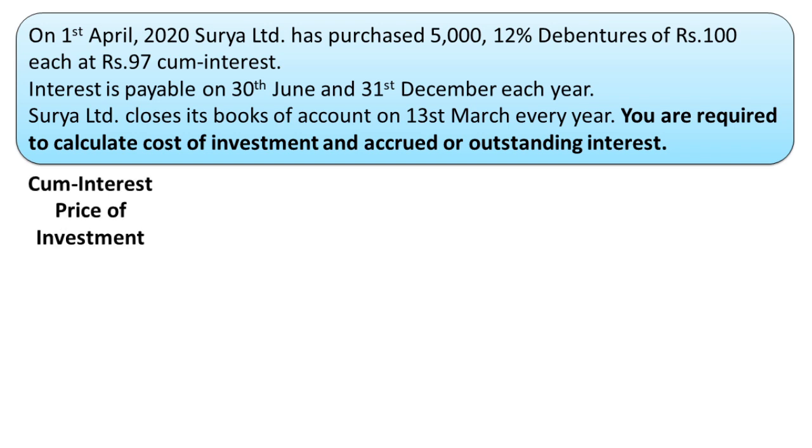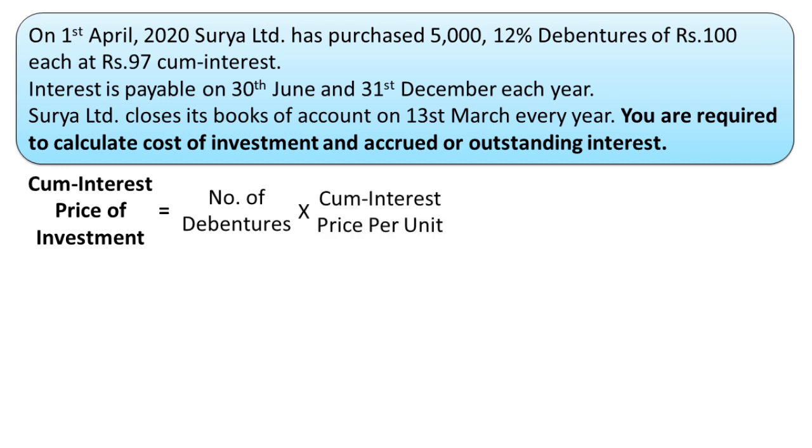Now let us go ahead to calculate cum interest price and cost of investment. So cum interest price of debentures that we have purchased is equal to number of debentures we have purchased multiplied with cum interest price per unit. In the given example, we have 5,000 debentures purchased at the rate of 100, which is a face value, but we purchase at rupees 97 cum interest. So 5,000 multiplied by 97 is equal to 4,85,000. So 4,85,000 is cum interest price of debentures that we have purchased.